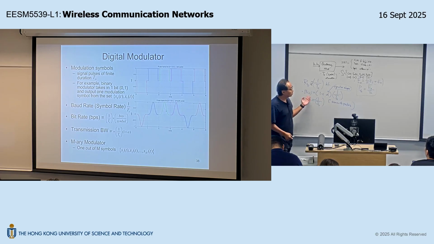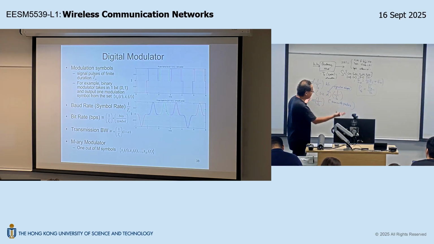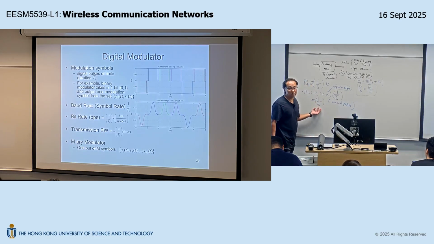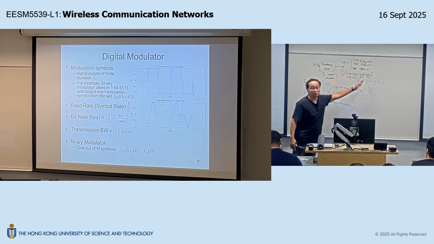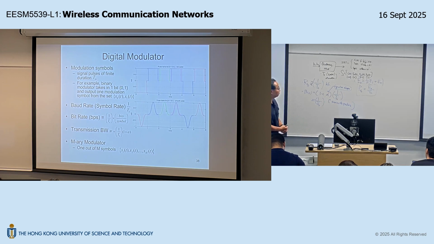Now, bandwidth, for the same idea, for the same reason, is only given by 1 over TS, assuming smooth pulses, assuming all these members are smooth pulses. So bandwidth is still given by 1 over TS, which is the same as before. So by this modification, what have we done? We have doubled the bit rate, right? Without increasing bandwidth. Can you see that?